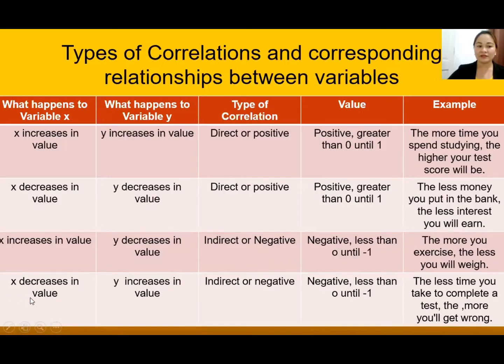Fourth, we have x decreases in value while y increases in value. This is an indirect or negative correlation. This ranges from -1 to 0. Example, the less time you take to complete the test, the more you get wrong.